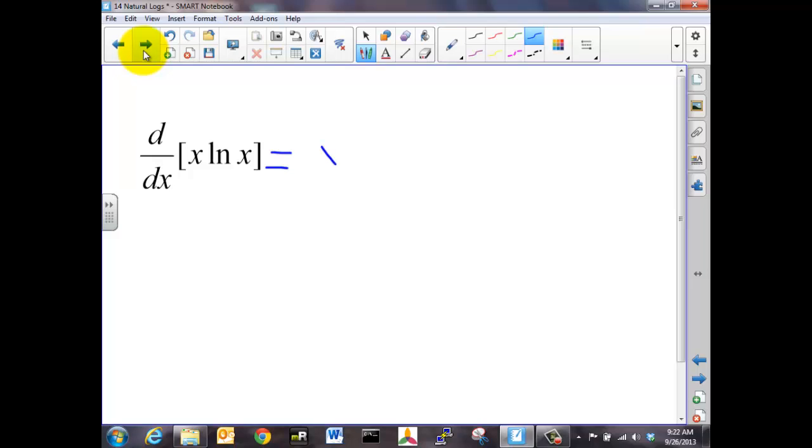All right, first is x times the derivative of ln of x, which is 1 over x, plus second is ln of x times the derivative of first, which is just 1. And x times 1 over x becomes 1 plus ln of x.